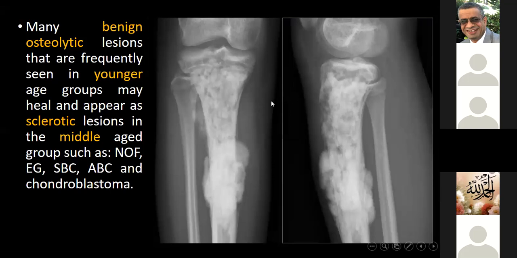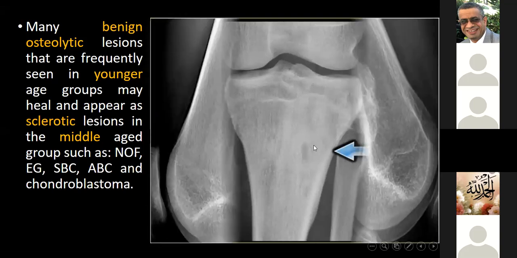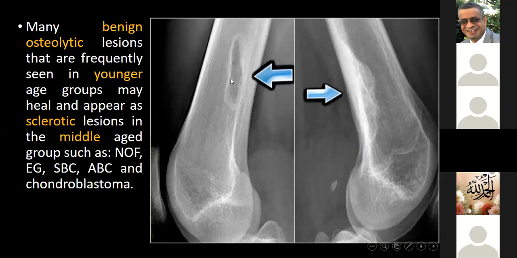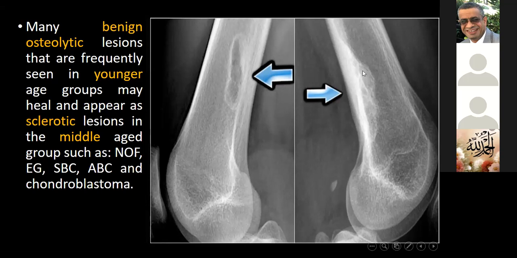This is a case of osteosarcoma. We see here an ill-defined lytic lesion. And this is a case of osteomyelitis. Also, we see an ill-defined lytic lesion. But in this case, we see a well-defined lytic lesion with a sclerotic rim in the early age and early stage, and after healing, it becomes a sclerotic lesion.